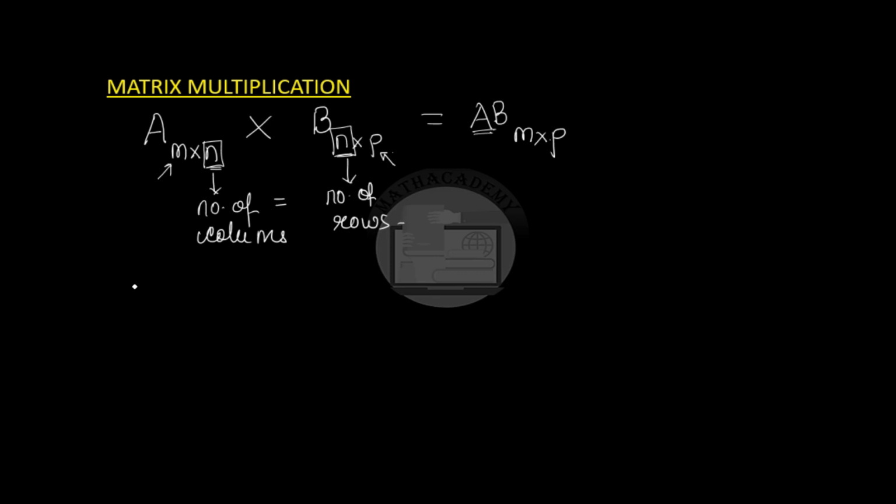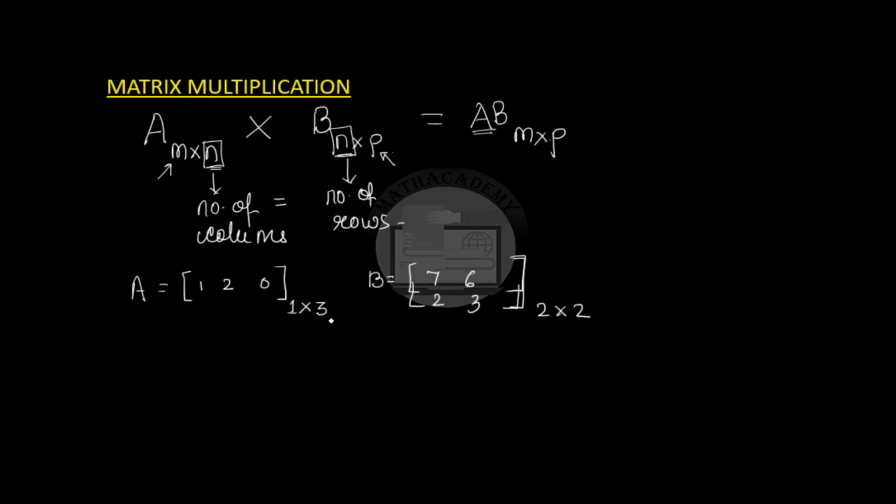Now let us look at an example. Suppose I take a matrix A which is 1, 2 and 0. Let us write the order of the matrix. Order is the number of rows, which is 1, and number of columns, which is 3. Let us have a matrix B, 7 and 6, 2 and 3. Okay, let us write the order of matrix B. There are 2 rows and 2 columns.